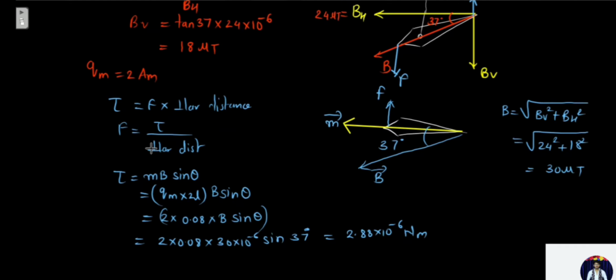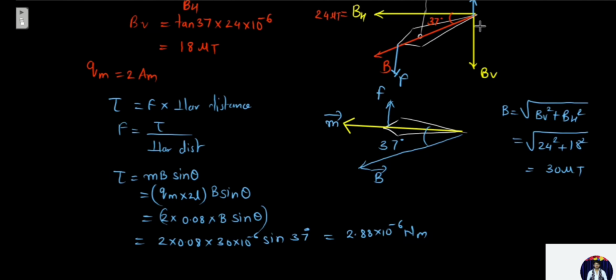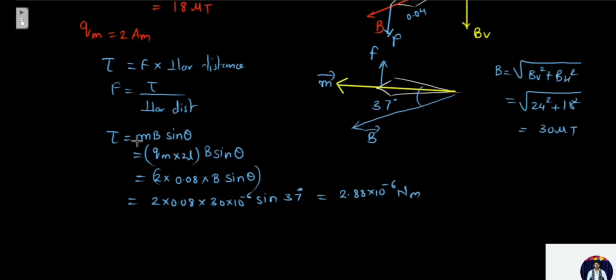So you can use this torque over here. Perpendicular distance would be the total length. The total length is given as 0.08, so half of it would be 0.04. 0.08 divided by 2 will be the perpendicular distance, to take it about the axis. So force would be 2.88 into 10 raised to minus 6 divided by the perpendicular distance, 0.04. That would give you the answer 7.2 into 10 raised to minus 5 Newton, which is going to be the force.